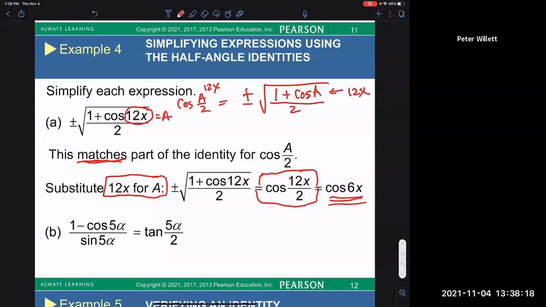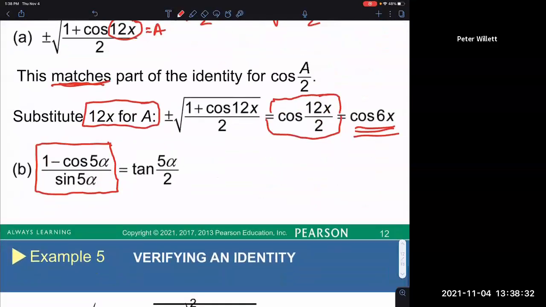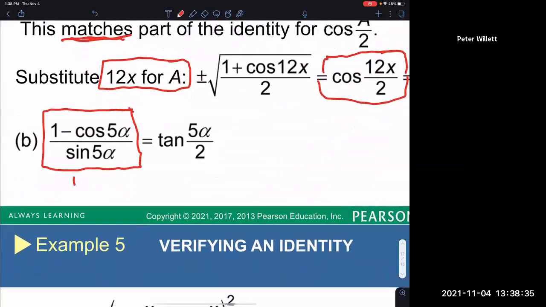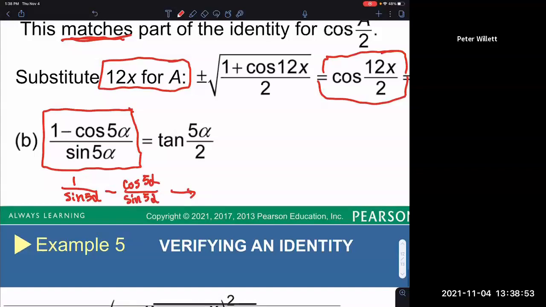So similarly, in part B here, we have something where if you just see it all by itself and it says to simplify, it's like, what do we do with that? Well, just to show something different than what they have here, you could say that this is the same as 1 over sine of 5 alpha minus cosine 5 alpha over sine 5 alpha. And then we could write that as cosecant 5 alpha minus cotangent 5 alpha. Maybe that's a little simpler. Maybe that's something interesting to see.